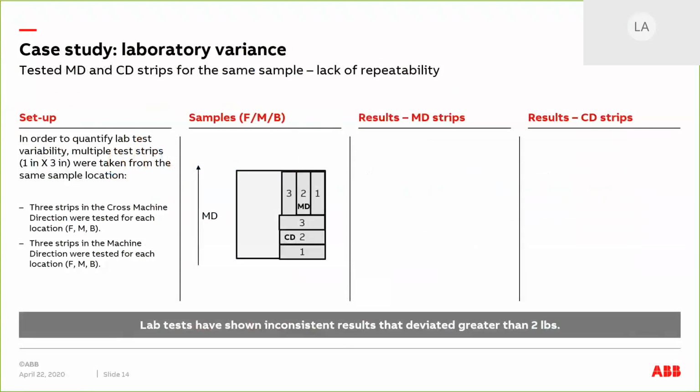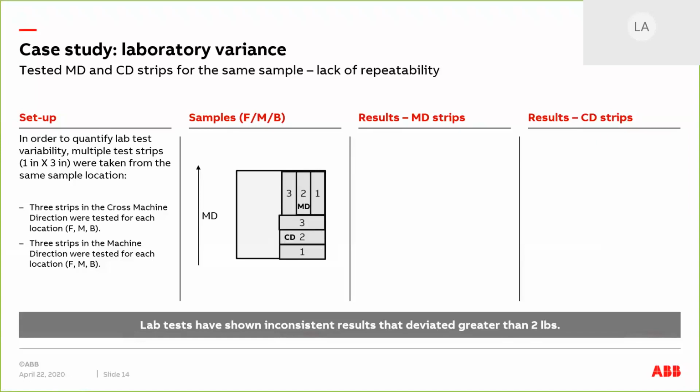So what we did was we took samples from 3 locations of a reel, front, middle, and back. Then we cut 3 paper strips, in the machine direction and in the cross machine direction in each area. And each paper strip was about 1 inch wide by 3 inches long that weighs about 13 grams. This is the sample size that the mill was using for this calibration, for correlation.